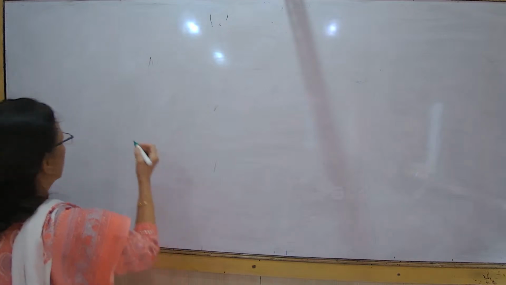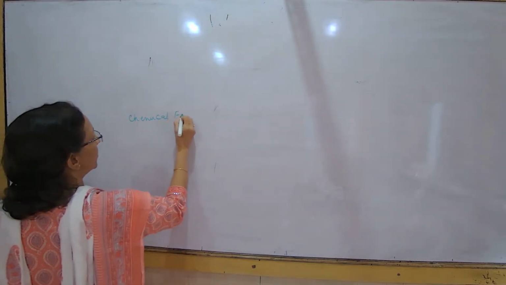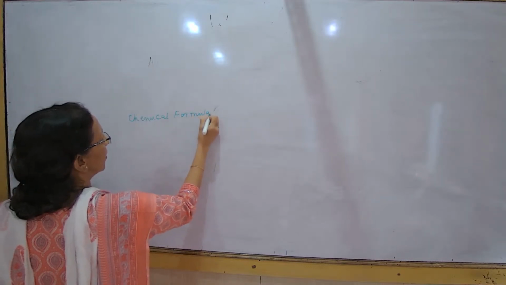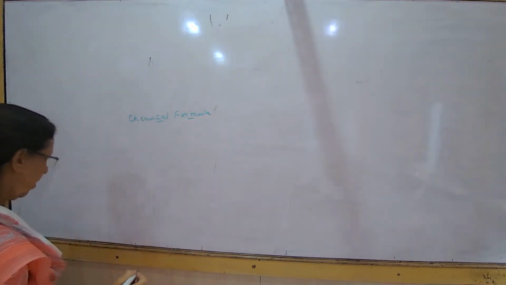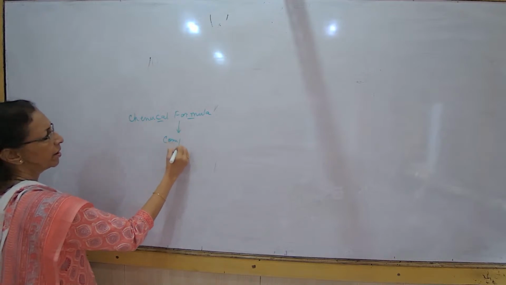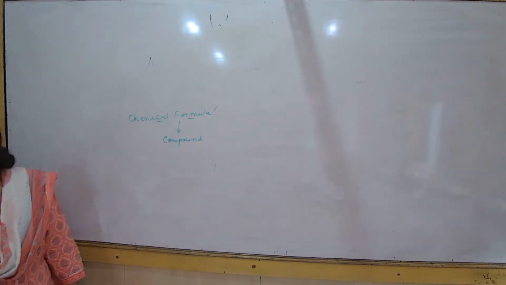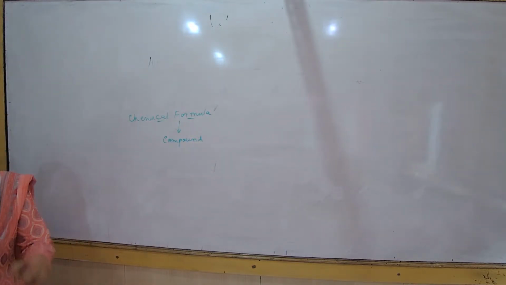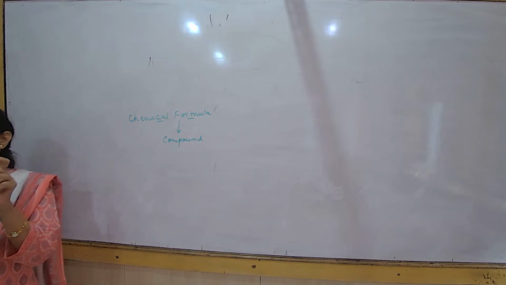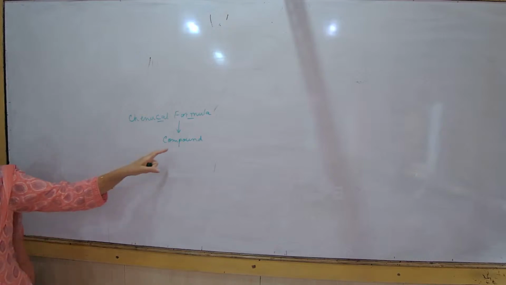Okay. So last time we were talking about how to write a chemical formula. Now, when do we use a formula? If there is a compound. What is a compound? When is a compound formed? When you have got atoms of two or more different elements which are combining together, it forms a compound.